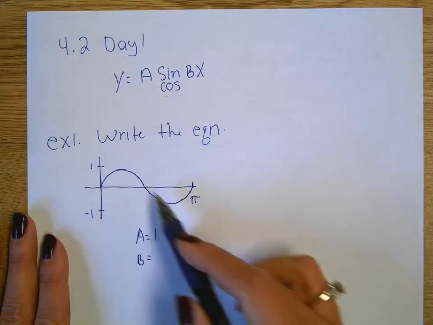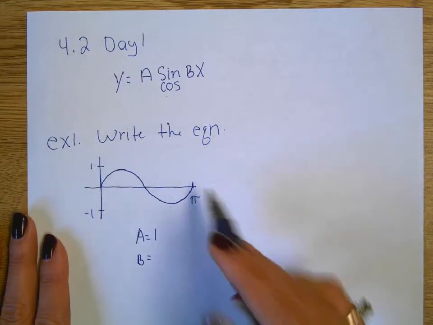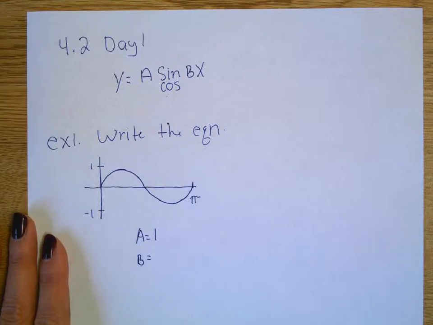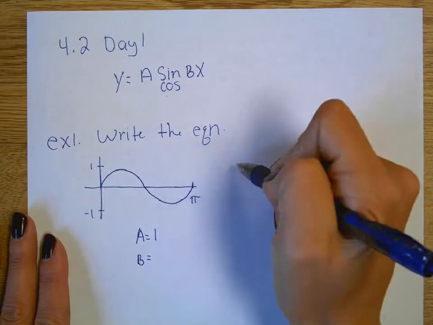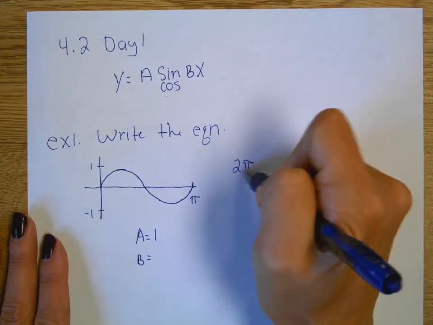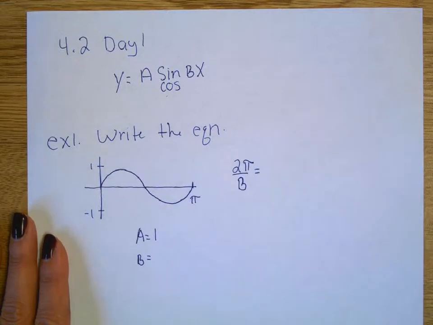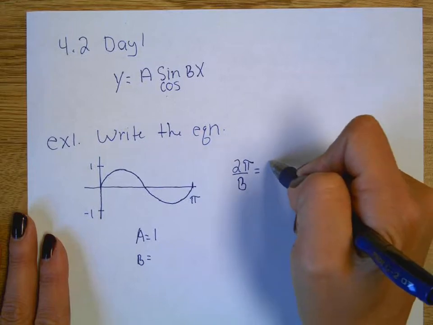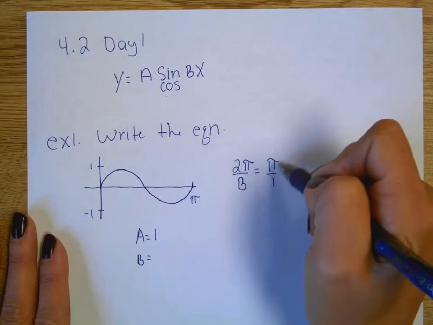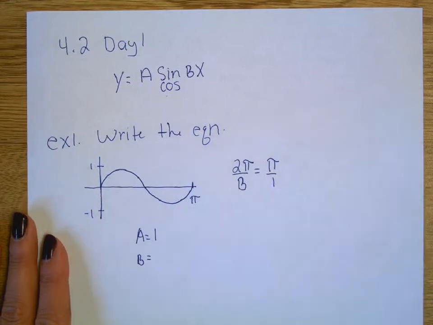The B is not visible here, okay? B is hidden inside of the period length. What's that formula we use to figure out the period? 2 pi divided by B has to equal the period. What is the period on this graph? Pi. Do you agree that it's pi? Yeah. Okay. So if I make that pi over 1, can you do the algebra and solve for B?